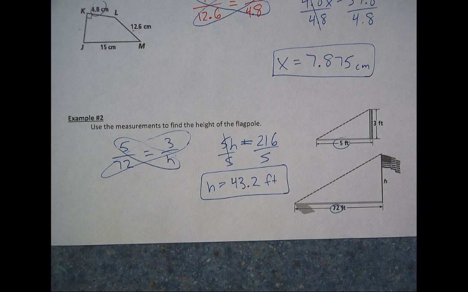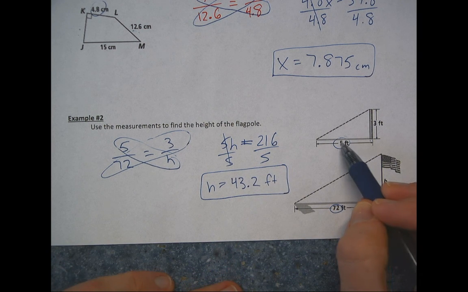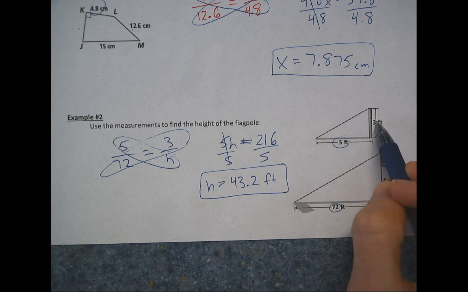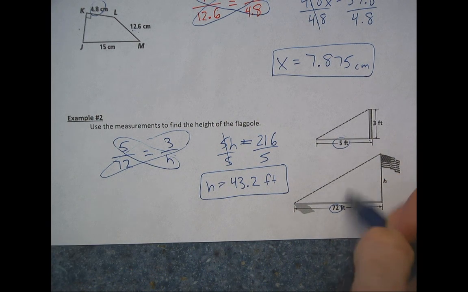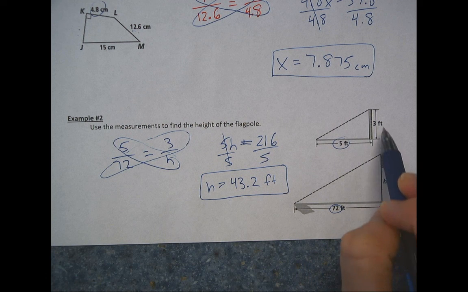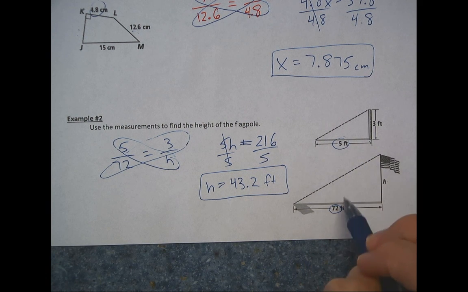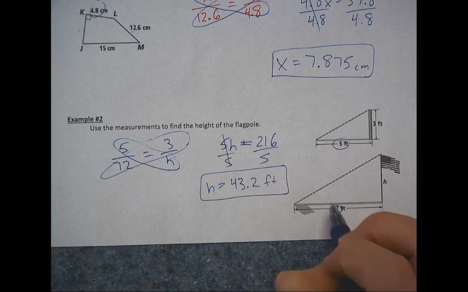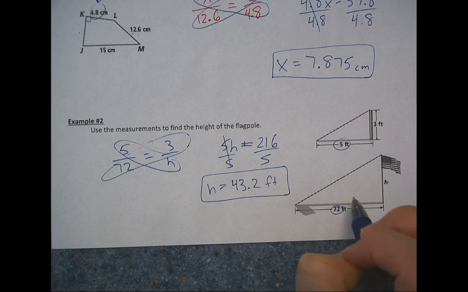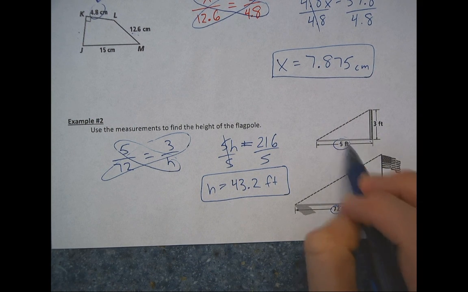Pretty straightforward, pretty easy. It's all about the setup. The cross multiplying part is going to be nice and easy. How do I set this up? I know this compares to this the same way this compares to this. And you need to be consistent. If you would have said 5 compares to 72 the same way h compares to 3, that would be wrong. You have to go the same direction. So you could have gone the other way. You could have said 72 over 5 equals h over 3, and it would work. But you have to be consistent.